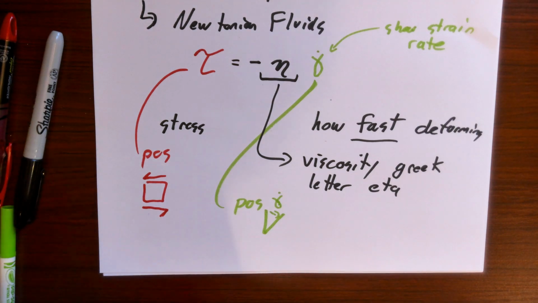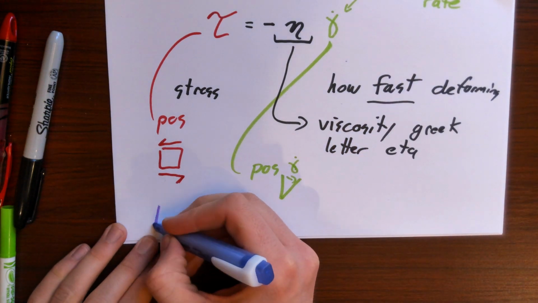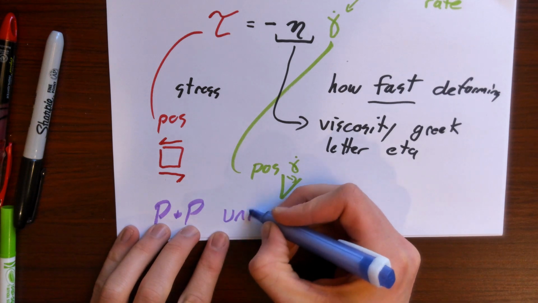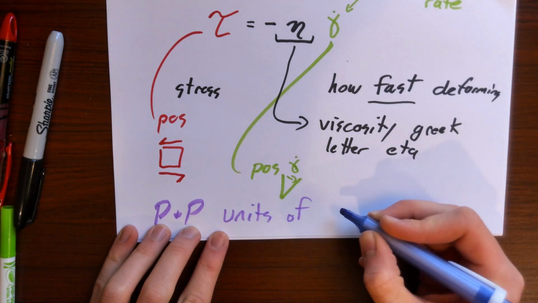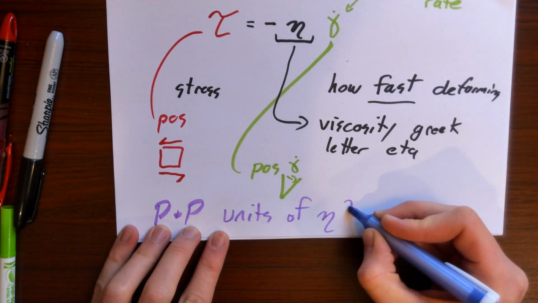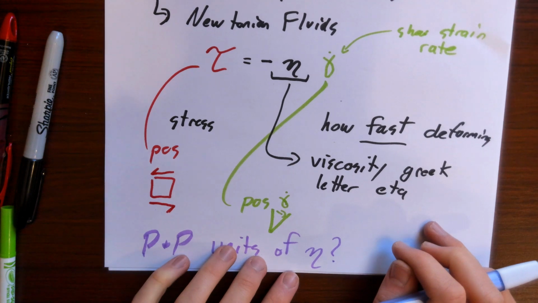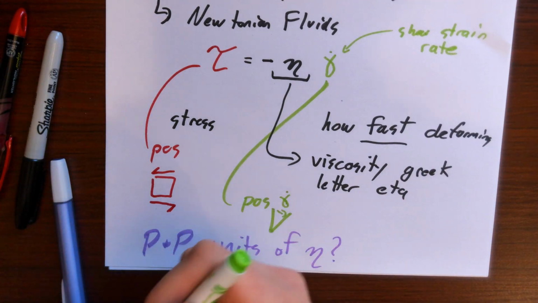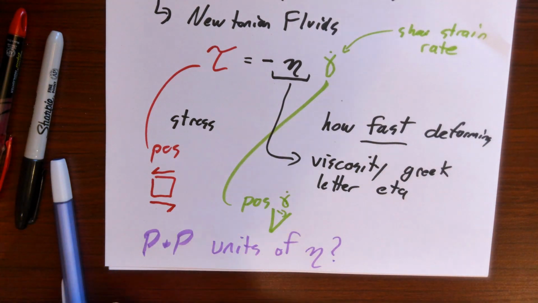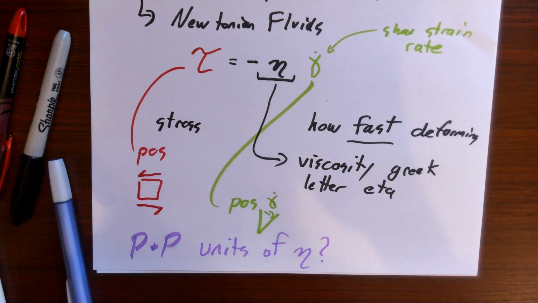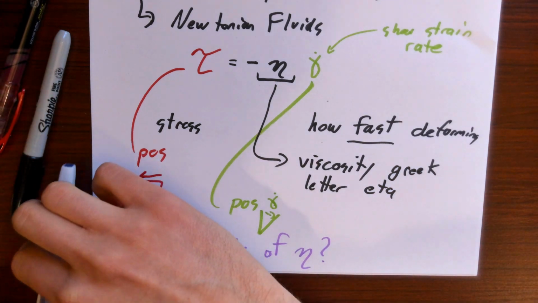All right, so prepare yourselves for a pause and ponder question. What are the units of viscosity? What are the units of the Greek letter eta? So pause, ponder, consider, and let's see how it compares to the result. Okay, so hopefully if you paused and pondered, let's work out the results.